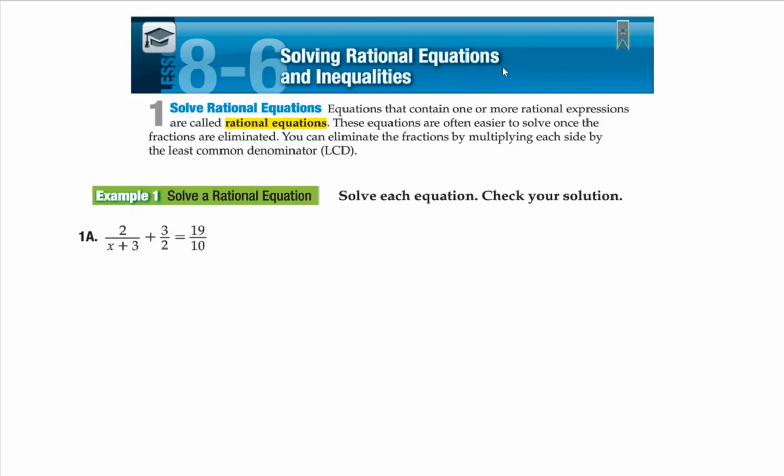8.6, solving rational equations and inequalities. So the purpose of this lesson is to learn how to solve equations like this, rational equations. Now there's a little process to this. So as always, we'll have a few steps right here.